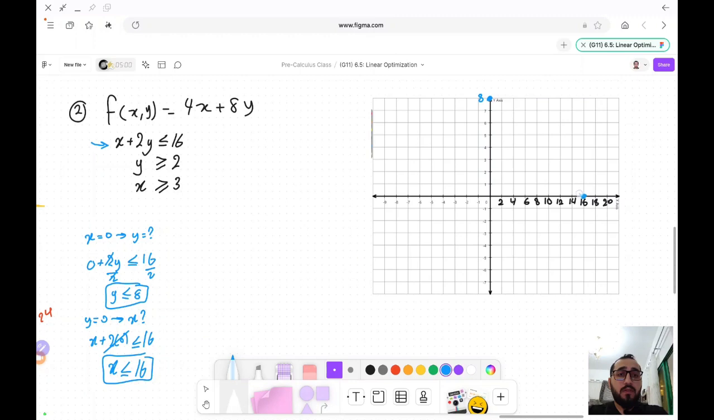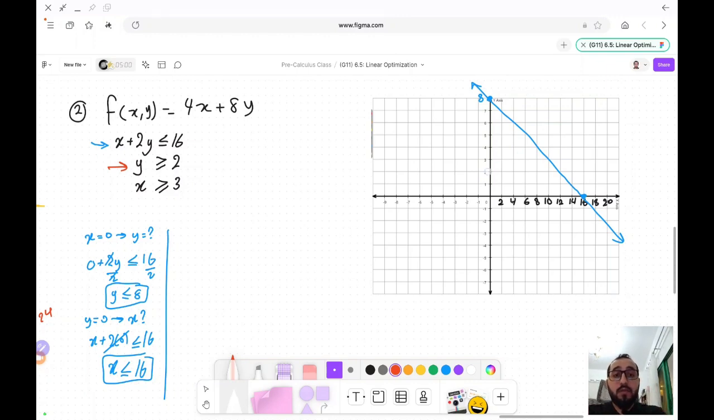Now connect between your 2 points. I'm sorry, my line maybe is not straight, but I will try to make it as straight as I can. Okay, now this one is my straight line. Now let's graph the second equation. y is greater than 2.